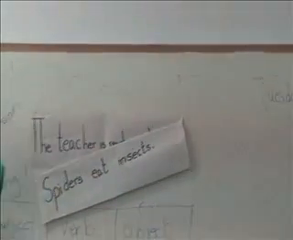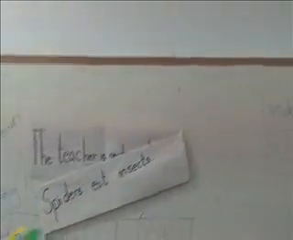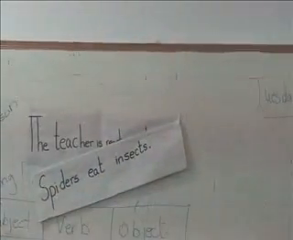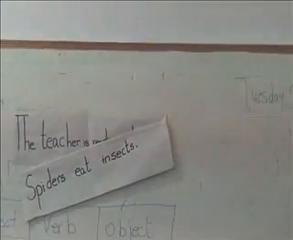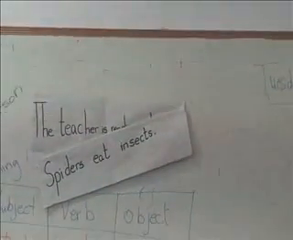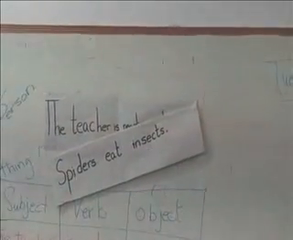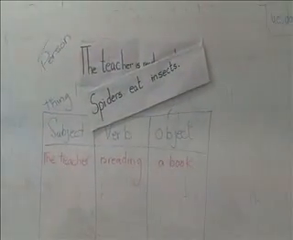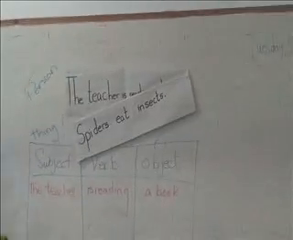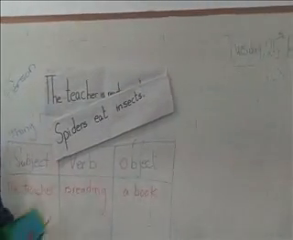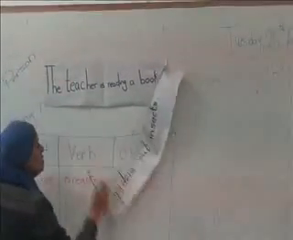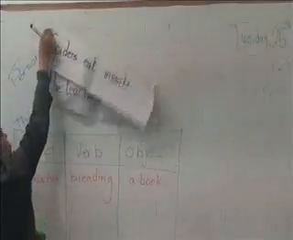Both are subjects. And then, eat insects. What is the action here? Eat. Excellent. So eat here is the action, the verb. What does the spider eat? Insects. So insects here is the answer for the question about the object. Okay, I'll give you 1 minute.